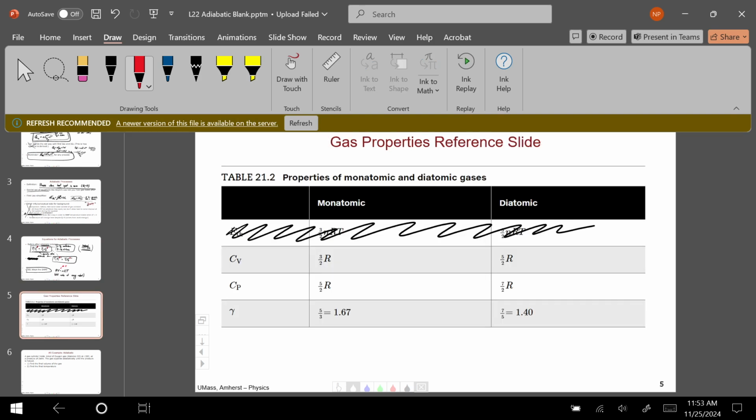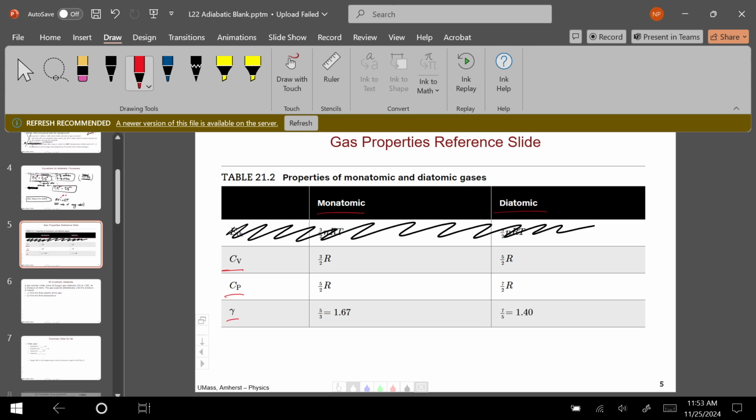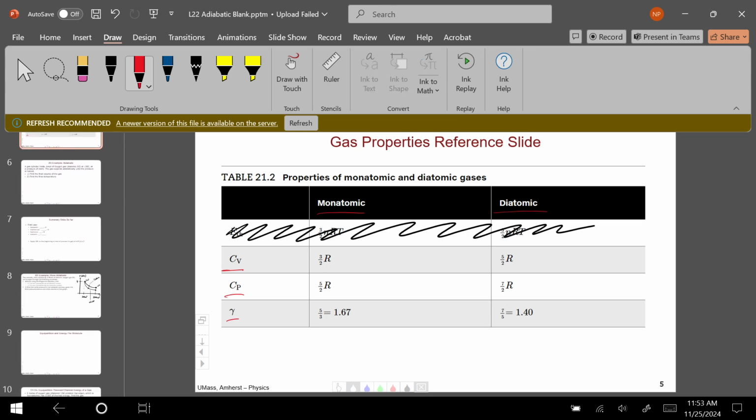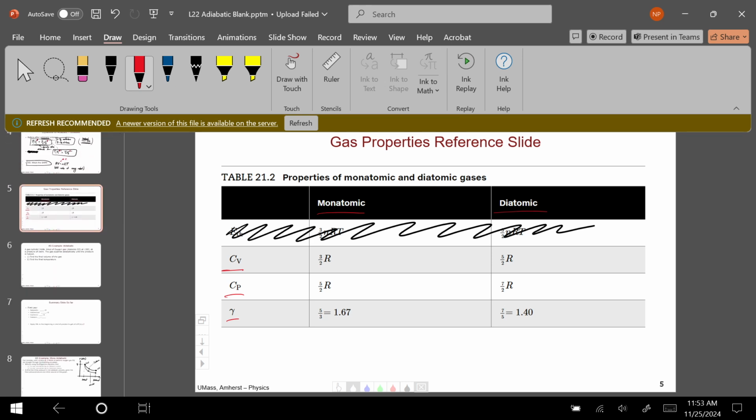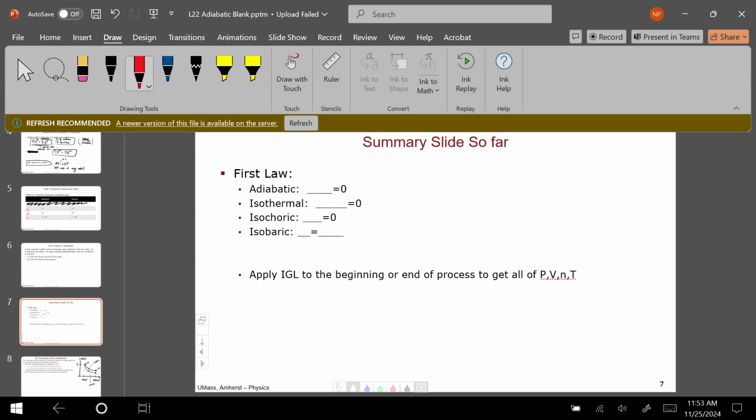Okay, so here's a summary slide, just in case you ever want to write it down or have it all in one place. So it lists the CV values, the CP values, and gamma for monoatomic and diatomic gases. Okay, so I will do a quick summary slide. Oops, what is going on? I'm going to skip the example for a second. I'm going to do a quick summary slide, and then we'll do 2 examples, and that'll be it.